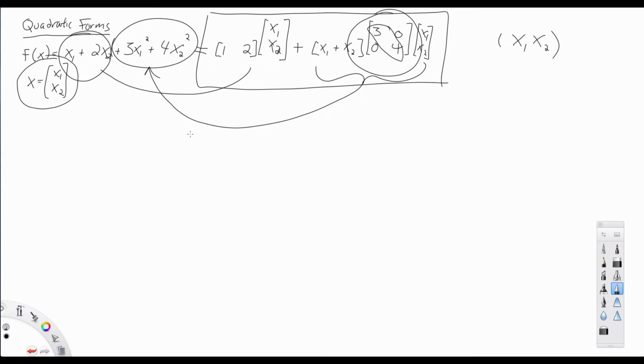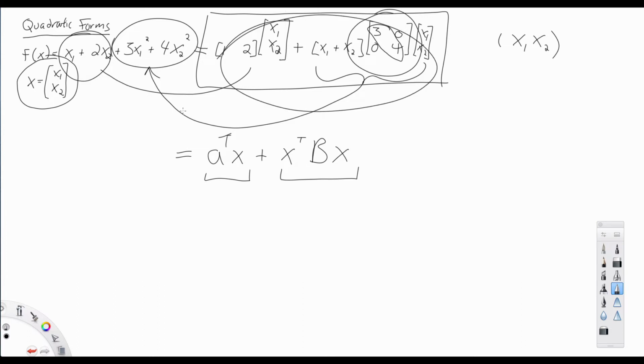We can rewrite this as a vector A transpose times the vector x plus x transpose times a matrix B times the vector x. This is the linear term. This is the quadratic term. And if we were to go back and plug in the values up here and then perform the matrix multiplication, we would see that it would result in the exact same quadratic function.